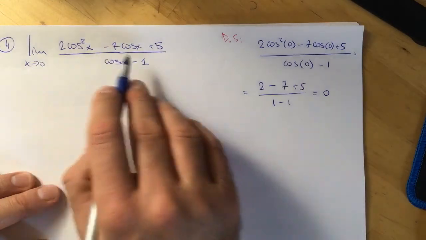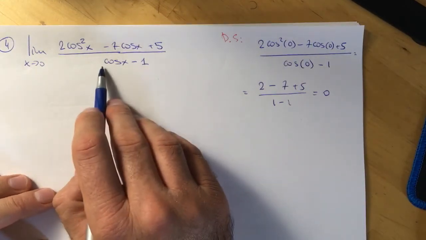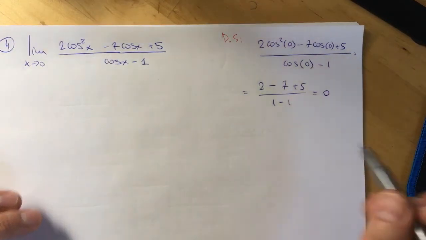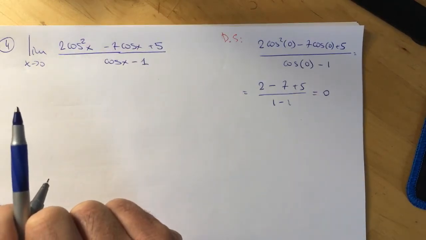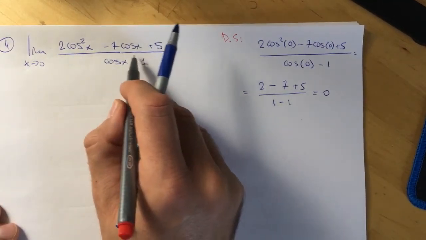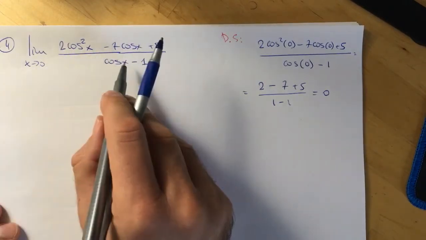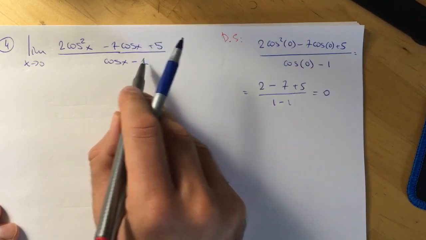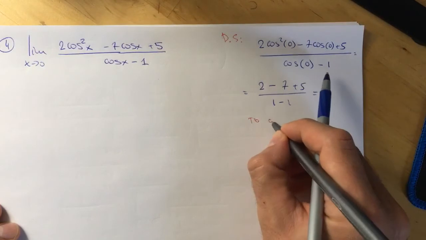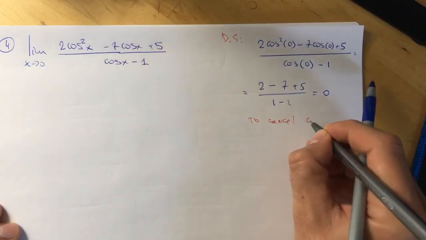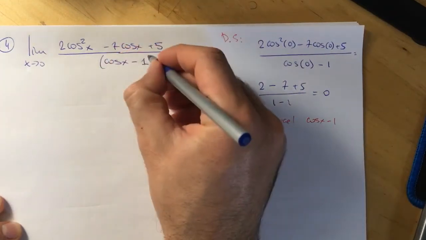So cosine of 0 is 1. That means that I have to cancel a factor of cosine of x minus 1. Right? This whole factor here waits for us to be cancelled. Cosine of x minus 1, because when I plug in 0, cosine of 0 is 1, 1 minus 1 is 0. So now I want to cancel cosine of x minus 1. Okay? That factor here waits for us.